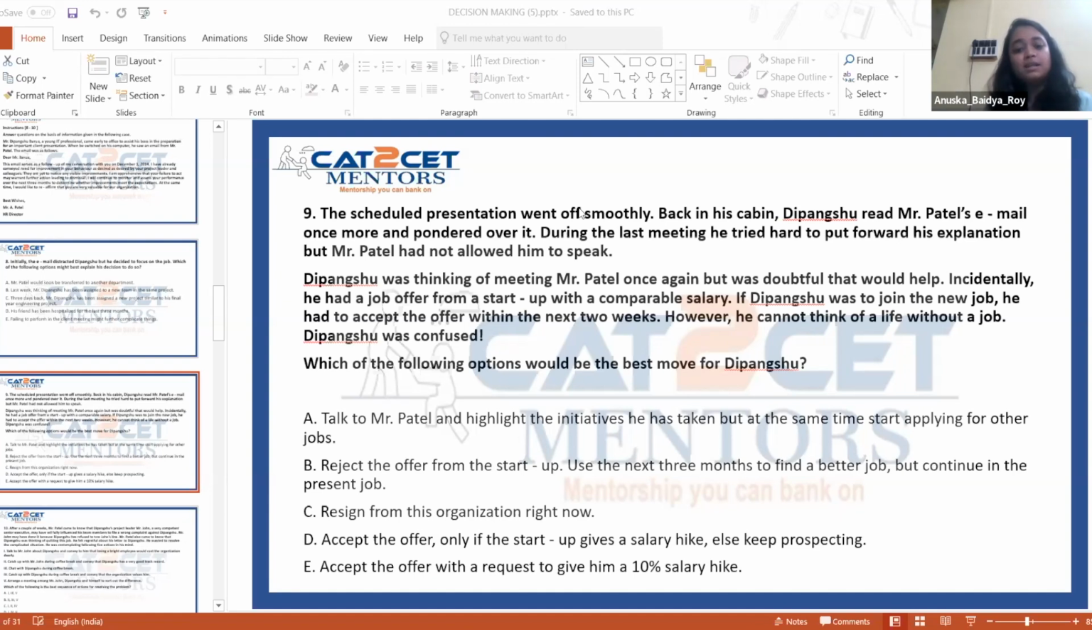E says, accept the offer with a request to give him a 10% salary hike. Okay. So now we compare D and E. Now, both D and E, you will agree to this, right? Both D and E are better than A and B.